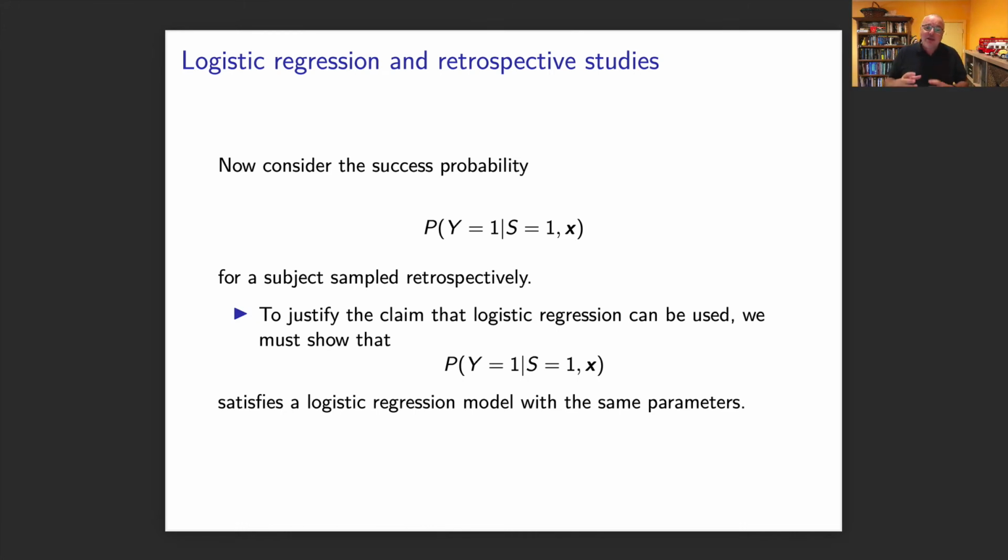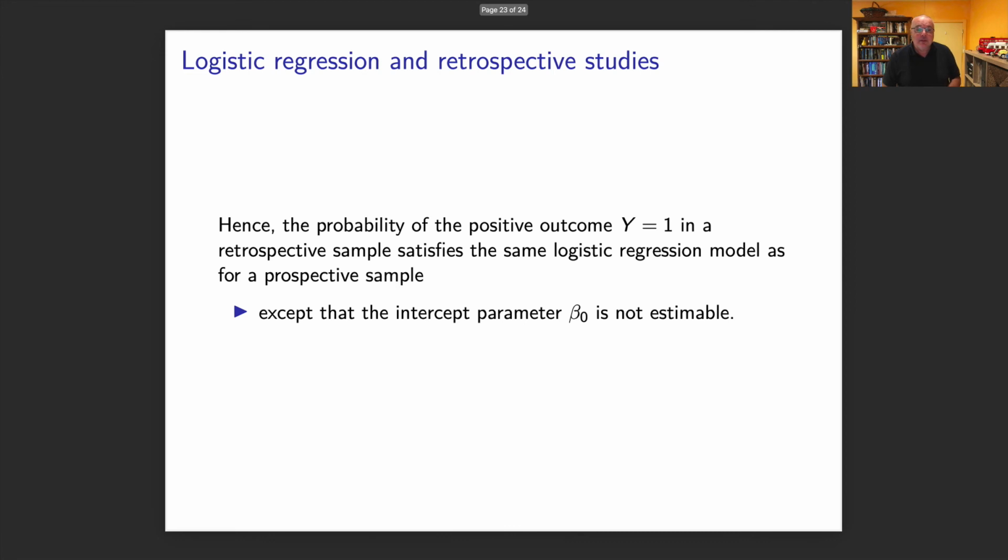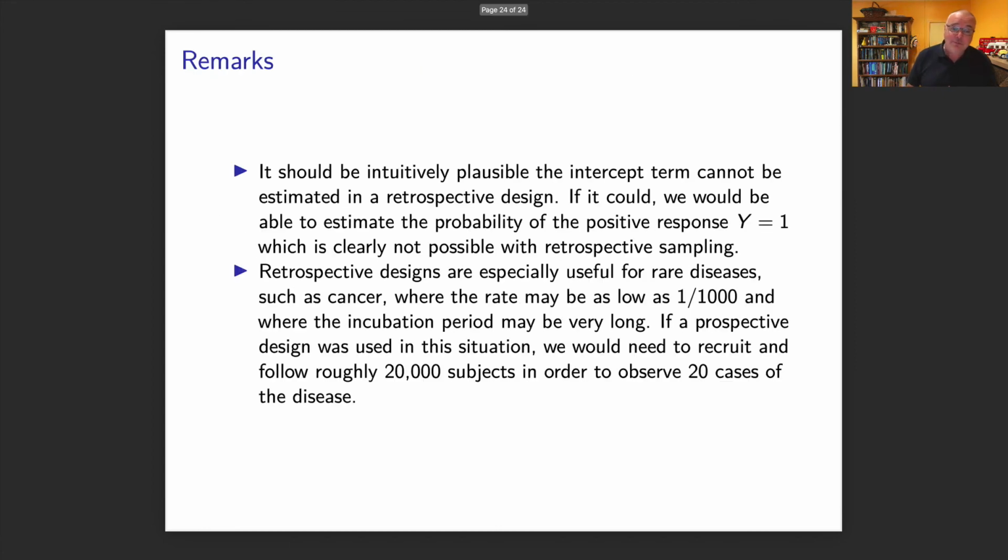The key thing is that it actually works. The only thing that's different is the intercept. You can't quite get the intercept, because the intercept in the prospective case would be the standard rate of getting emphysema, and we can't get that when we've sampled in this particular way. So you can use logistic regression for both retrospective and prospective studies, which is really good because retrospective is something we often want to do in epidemiology.